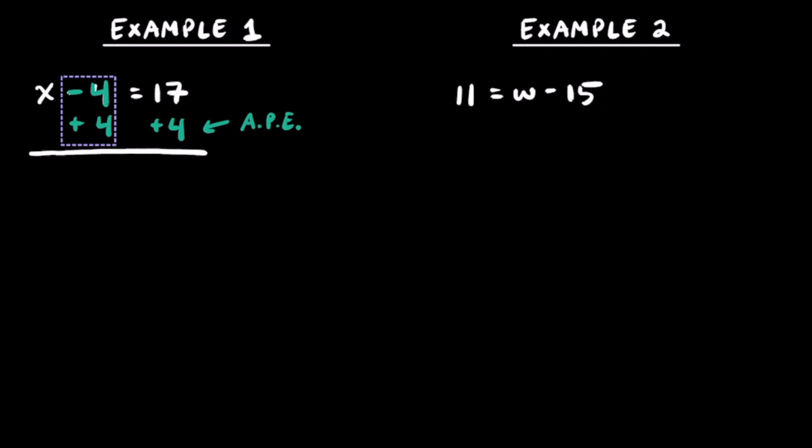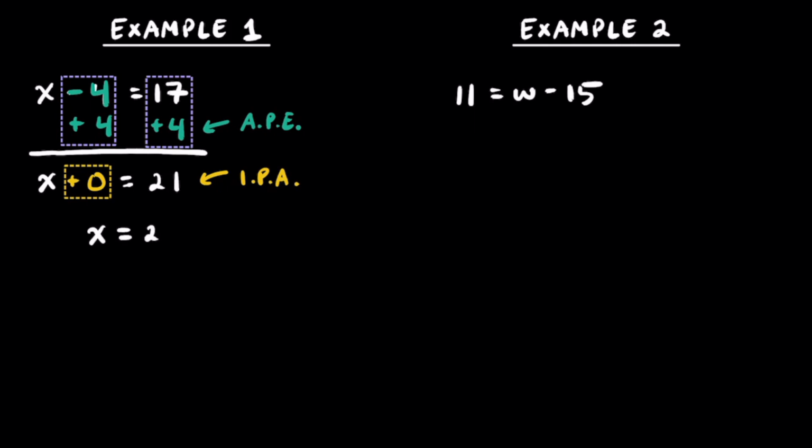This minus 4 and plus 4 are going to combine to make 0, so we're going to write x plus 0 on the left side of the equation. On the right side of the equation, 17 plus 4 is equal to 21, so we can write 21 on the right side. When we see plus 0 in an equation or an expression, we don't need to write it, from the identity property of addition, which just says that adding 0 has no effect, so we can say that x is equal to 21. This would be the solution for this equation.